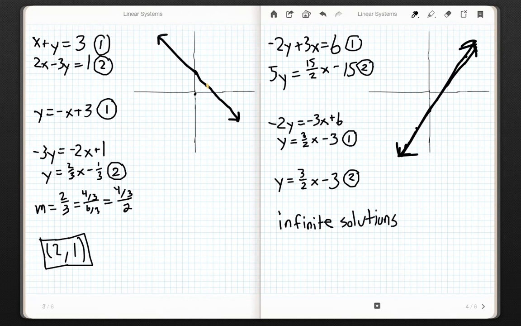Because if we pick any point on the first line, it will also be on the second line. If we pick any point on the second line, it will also be on the first line. There are an infinite number of solutions all across these two lines.